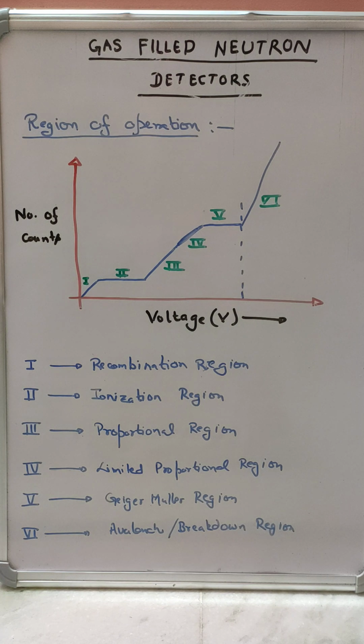Now if we further increase the voltage between anode and cathode, then even if no particle comes from outside, the gas will automatically ionize because of the sufficient voltage present between anode and cathode. So we never operate in this region, region number 6. We mostly operate in the Geiger-Müller region, proportional region, and ionization region. These three regions we generally operate in, and we will see that different types of detectors operate in different regions, but mostly in the ionization region, proportional region, and Geiger-Müller region.